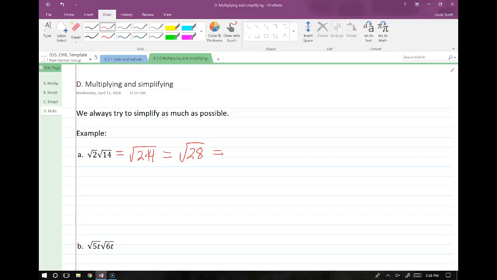If you're confused, if you weren't sure how to break this up, you do a factor tree and circle some pairs. No big deal. All right, so the root 28 splits up into root 4 times root 7. And this turns into 2 root 7.